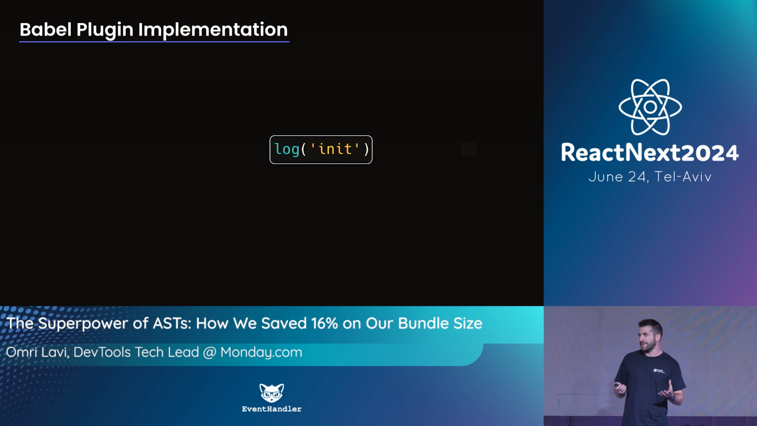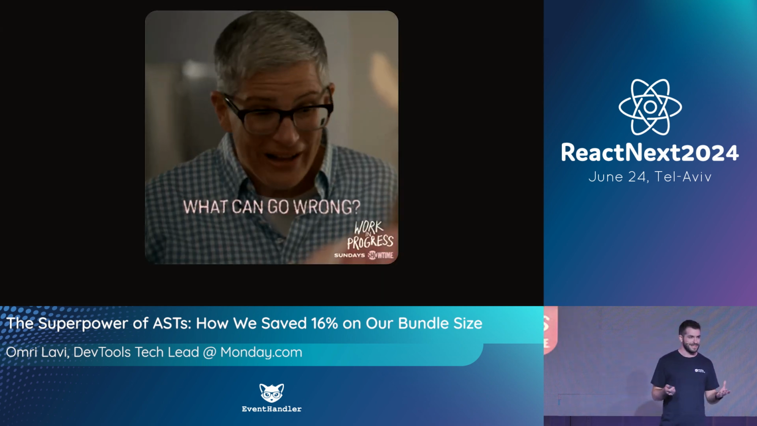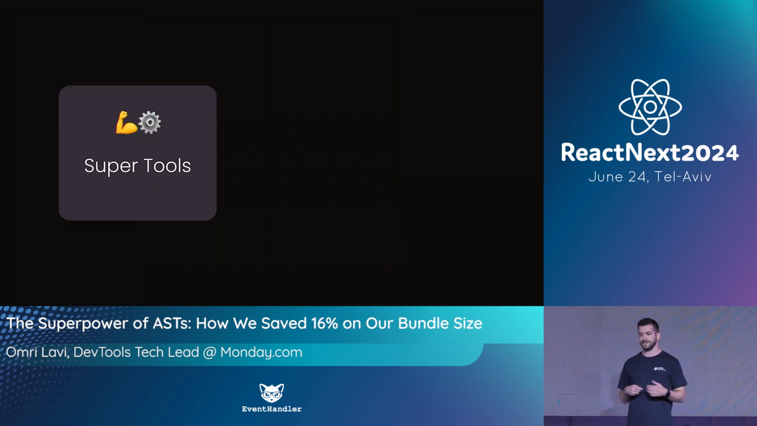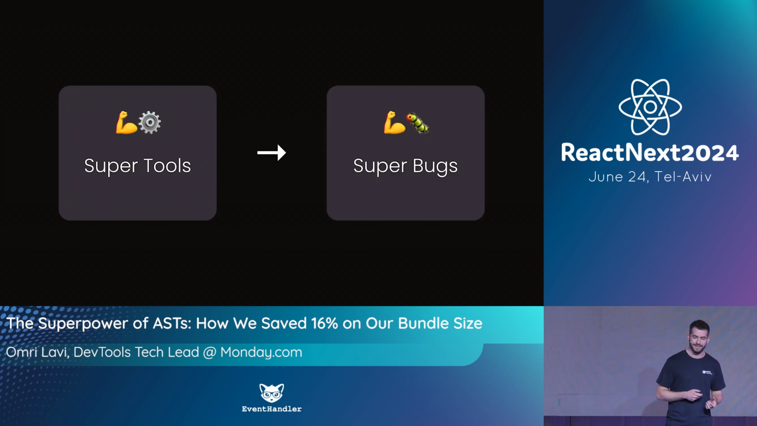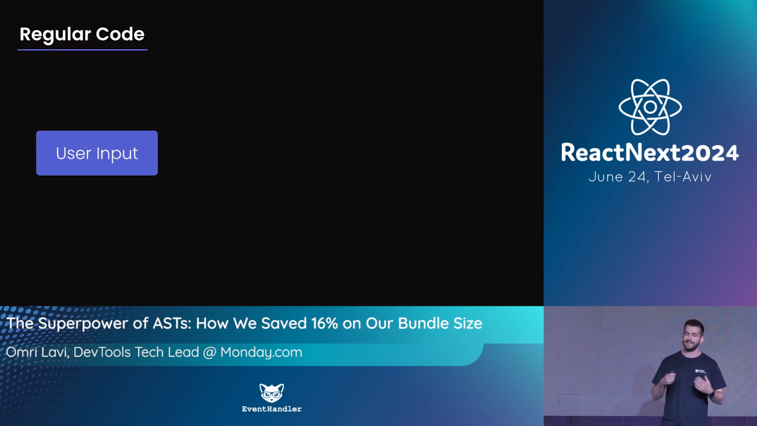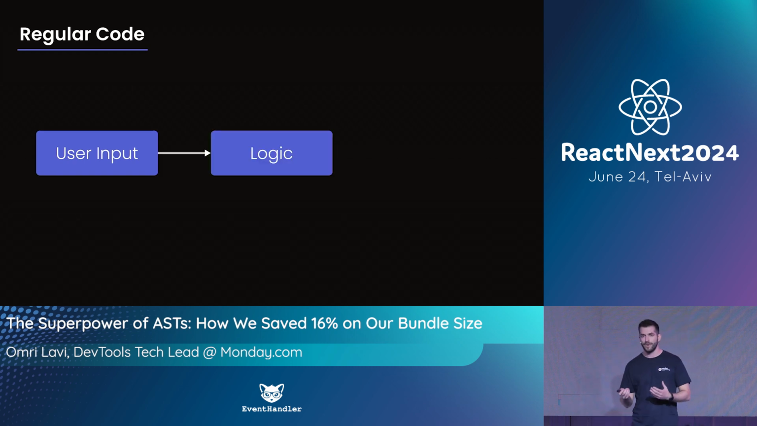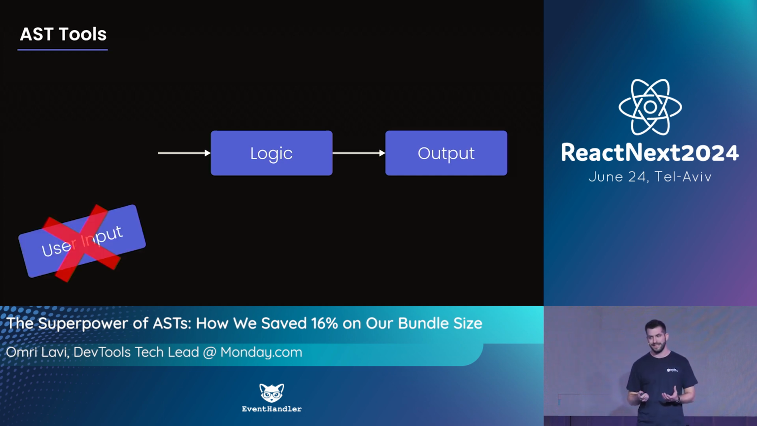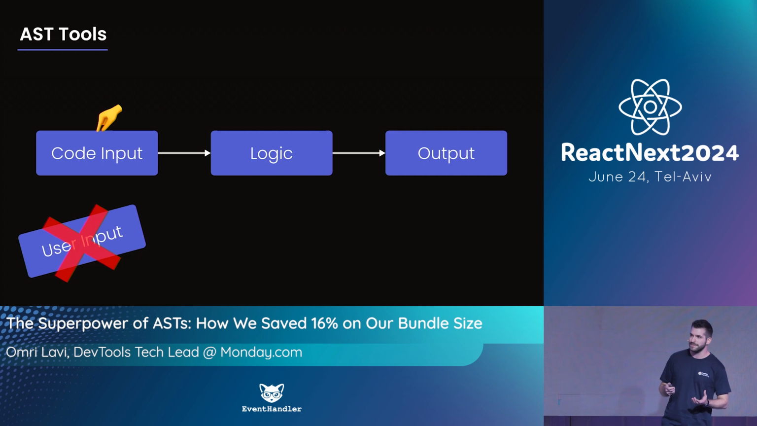And some of you may be thinking, well, what could possibly go wrong with such an implementation? As it turns out, and how we learned, a lot of things may go wrong. Because super tools come with super bugs. And the reason for this is that your regular code has user input as an input. Then you run on it some business logic to end up with some output. But in the case of AST code, we don't have user input. We instead have code input. And code is much more difficult to work with because it's less structured and there are many edge cases.